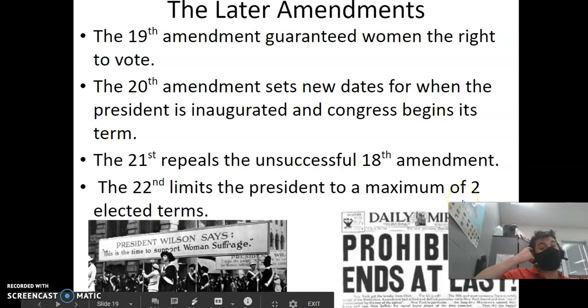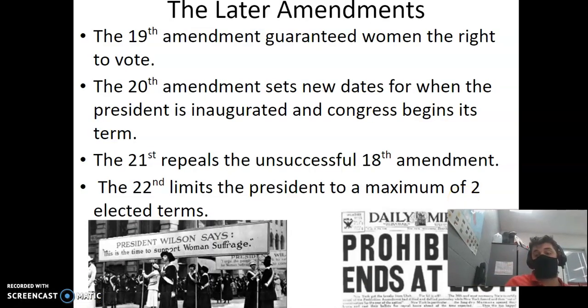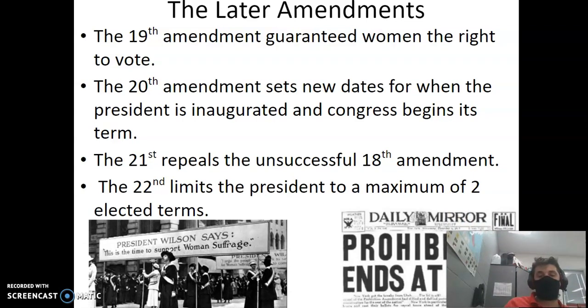The 19th Amendment guaranteed women the right to vote. Obviously, before the 19th Amendment, and I think 1920, only men who were 21 years of age could vote.